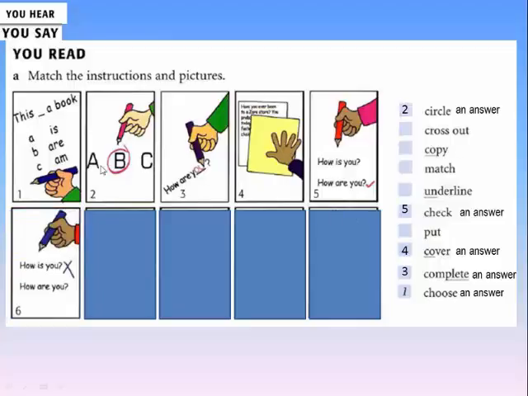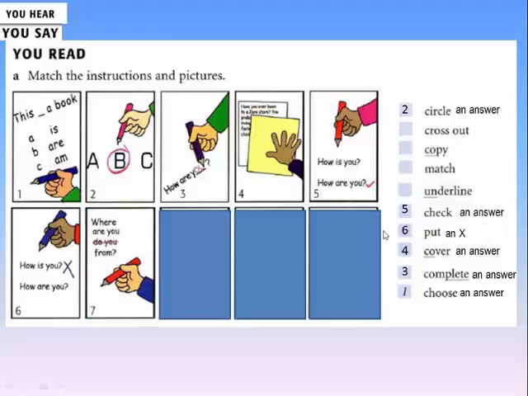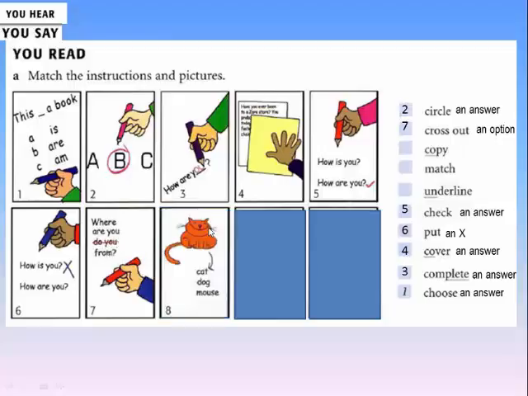If you need to make a mark like this, you have to put an X at an answer. If you have to put a line like this over the text, you have to cross out an option. Not the answer. Usually the answer is a good one. Usually you cross out an option, the incorrect option.